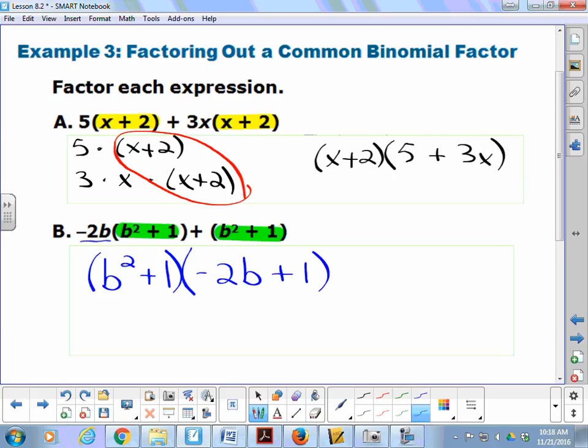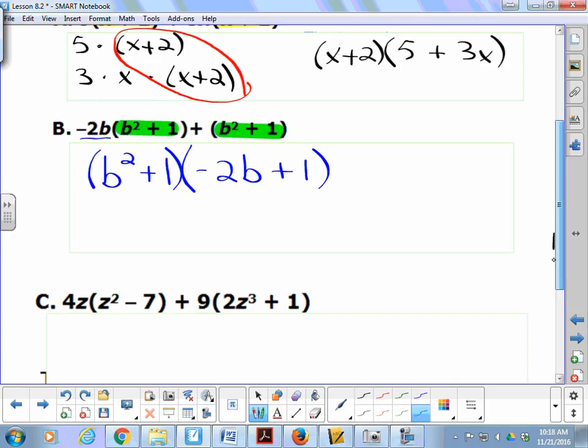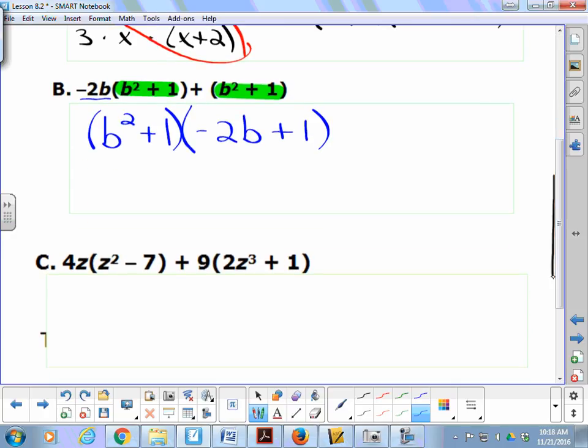Yes. It does not have to come first. I always write it first, but it does not have to come first. Okay. All right, so get another one.